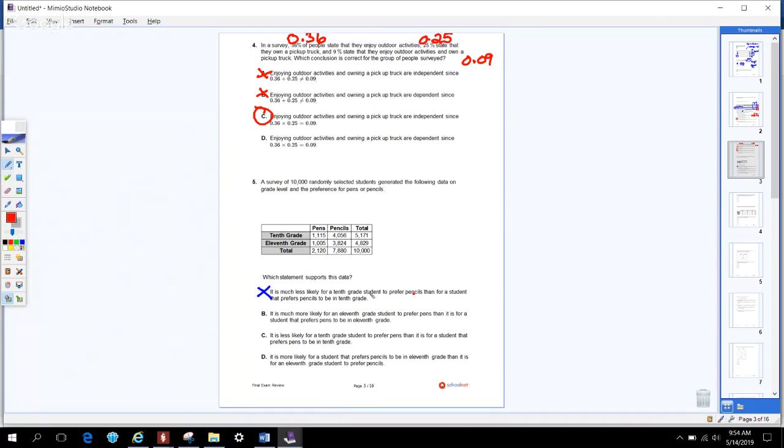B says it's much more likely for an 11th grade student, so that's going to be our given, 4,829, to prefer pens, 1,005, than it is for a student who prefers pens to be in 11th grade. And then it says it's more likely, so we're trying to think this one's bigger than the other one. Right away, just estimating, this is going to be about 25%, and this is going to be about 50%, so this is wrong.